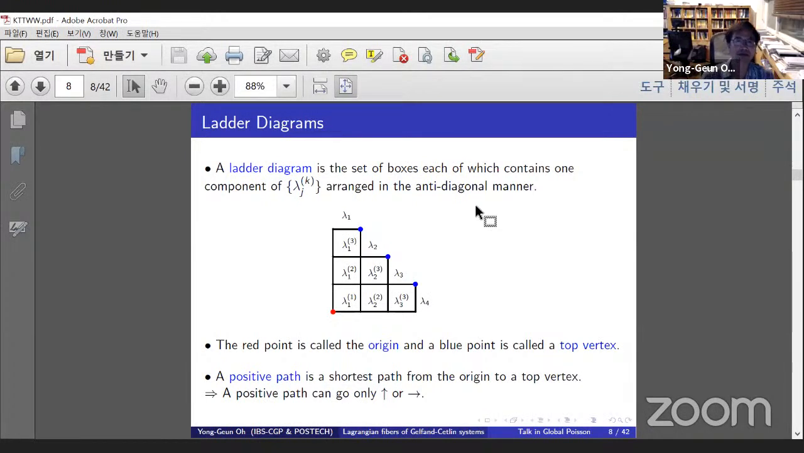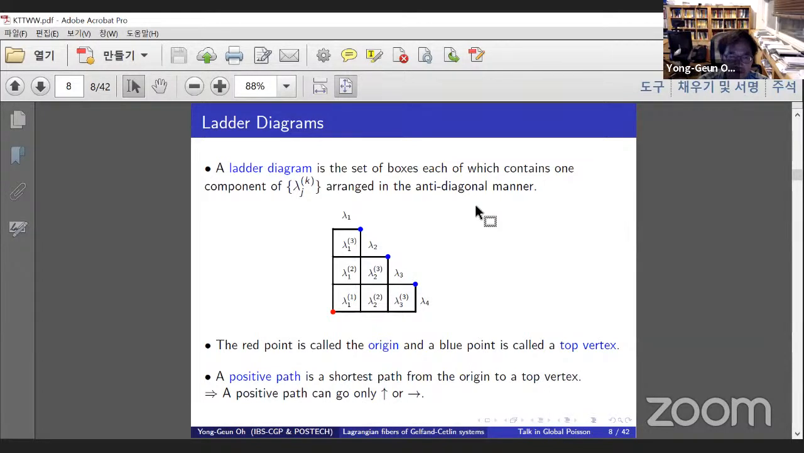A ladder diagram is a set of boxes, each of which contains one component of those eigenvalues I mentioned before. Those are arranged in this anti-diagonal manner. Depending on who you ask, people use different diagrams, but we are using this particular shape. The red point is called the origin, and the blue points are called top vertices.